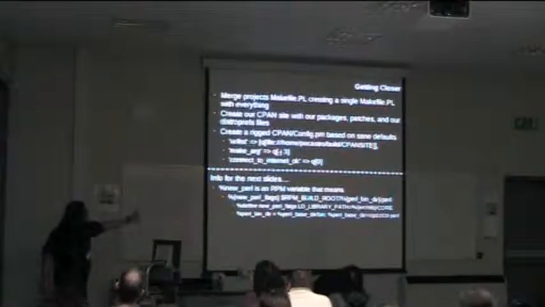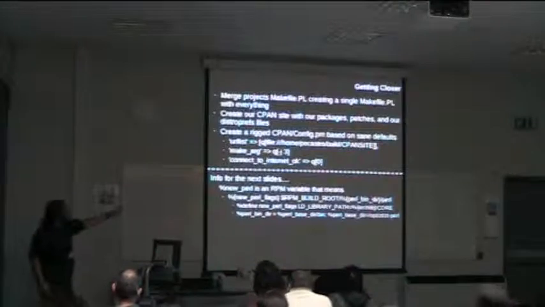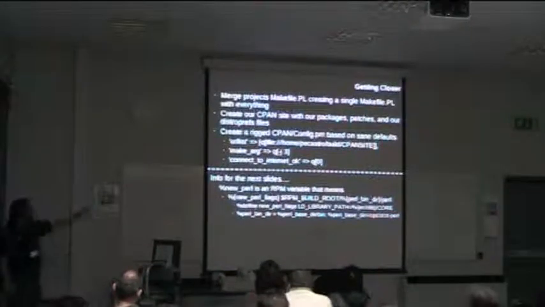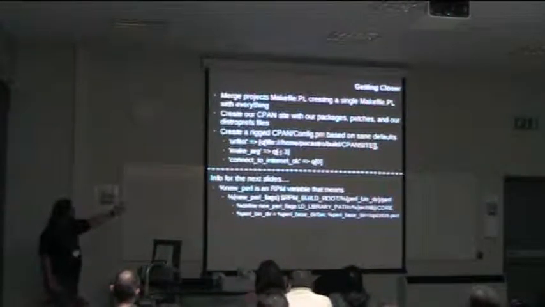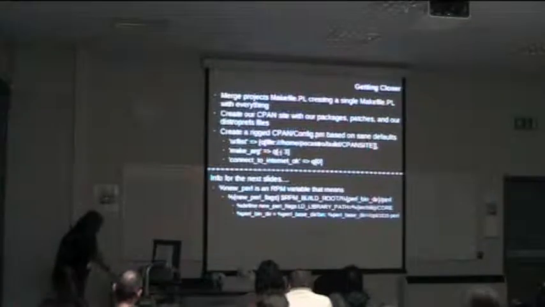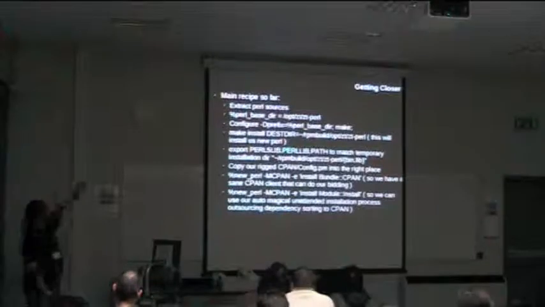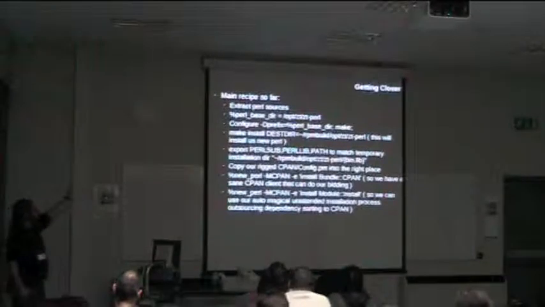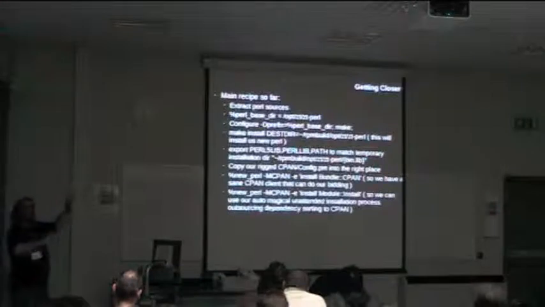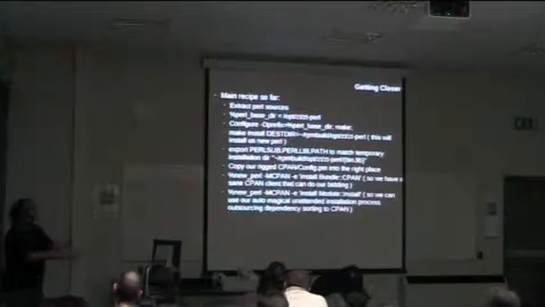So just bear in mind that percent is something in RPM spec language. It's just like a scalar. And we usually use it to hold paths. So, what's the main recipe so far? We extract the Perl sources. We define a Perl base here as ZT Perl, which is where Perl will ultimately live when we install the RPM.